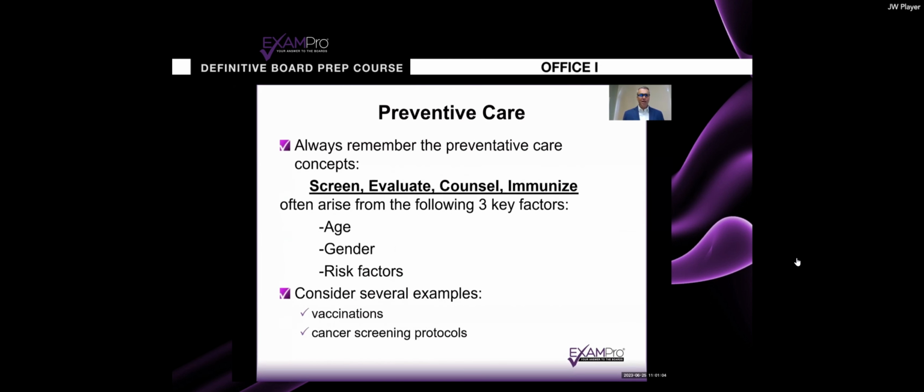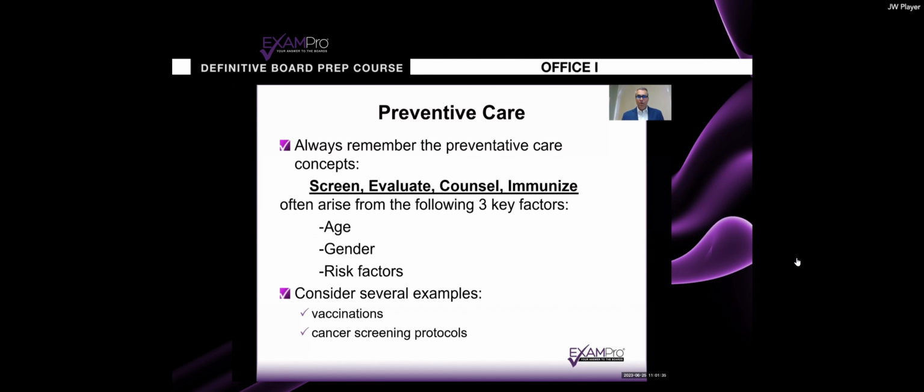All right, I'm going to move on from endometriosis. I'm going to take you through some highlights of preventative care. I first want to start by mentioning that preventative care, think screen, evaluate, counsel, and immunize. It's a very nice way to think about preventative care. Many of the things that we do in preventative care arise related to three key factors: the age of the patient, the gender of the patient, and risk factors that the patient has for a particular condition.